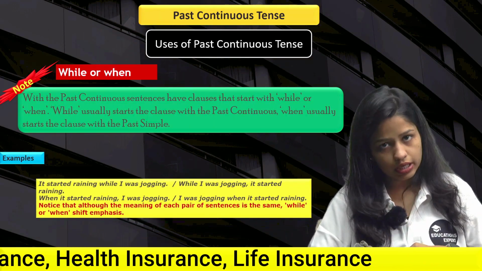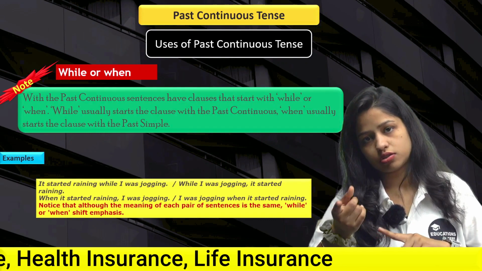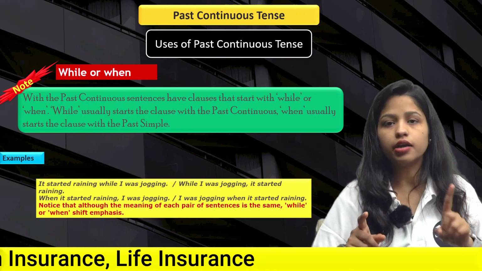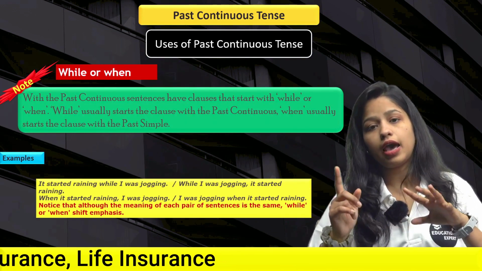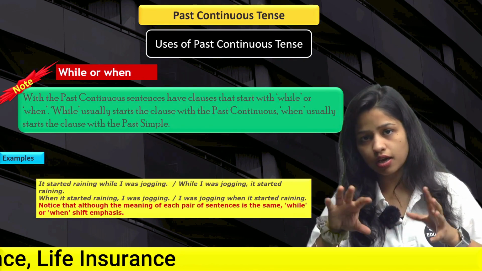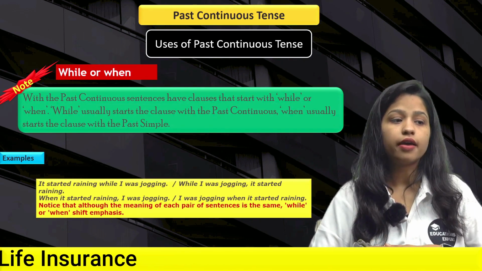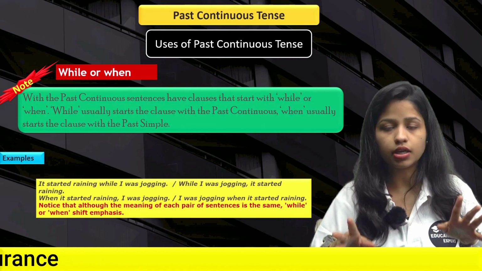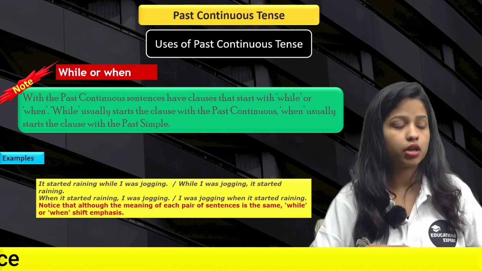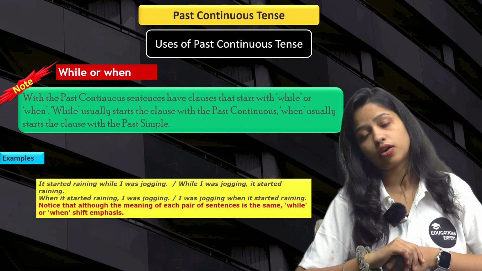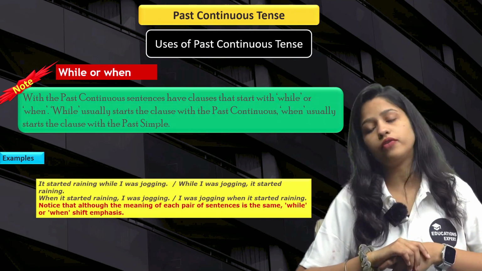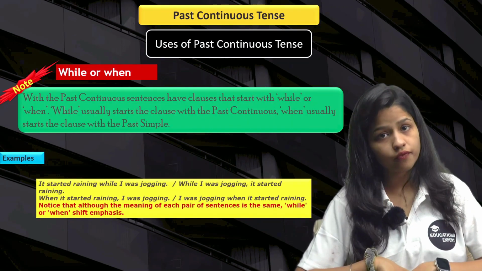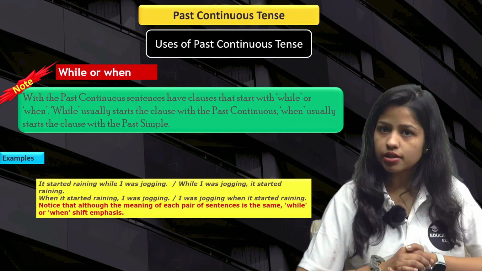It started raining while I was jogging. You have used past continuous tense, that's why you have to use while over there. It started raining while I was jogging. And if I shift this sentence around, you can say, while I was jogging, it started raining. Both are correct. Both are the same thing. Let's see the when example. When it started raining, I was jogging. You can say it like that. Or you can also say, I was jogging when it started raining. Both are the same thing.